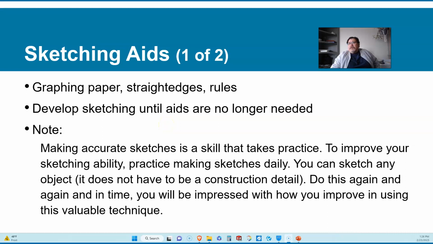Develop sketching until aids are no longer needed. Okay, it's just saying if you get good at sketching, then you can skip using the ruler. You can draw a straight line by hand. You can draw a pretty decent circle or a pretty decent ellipse without having to use the aids, the tools.